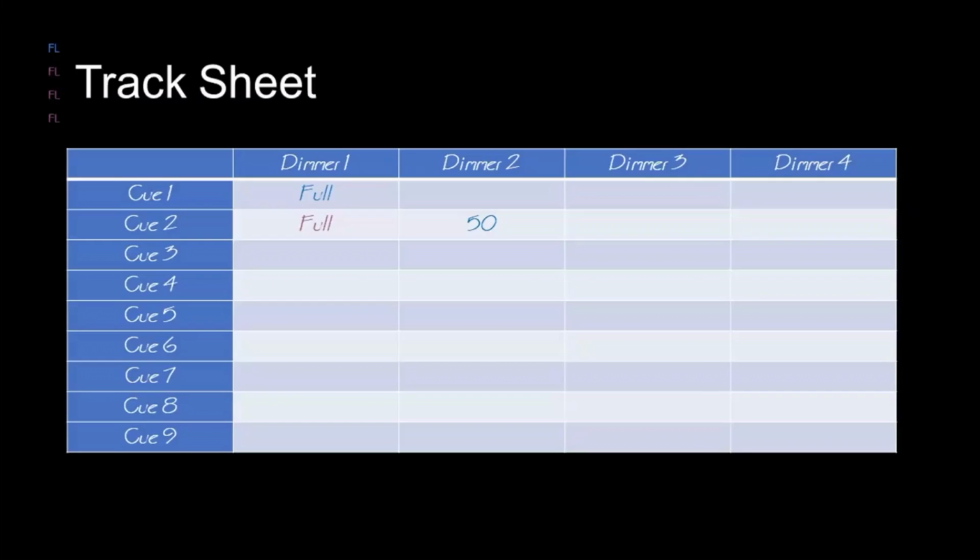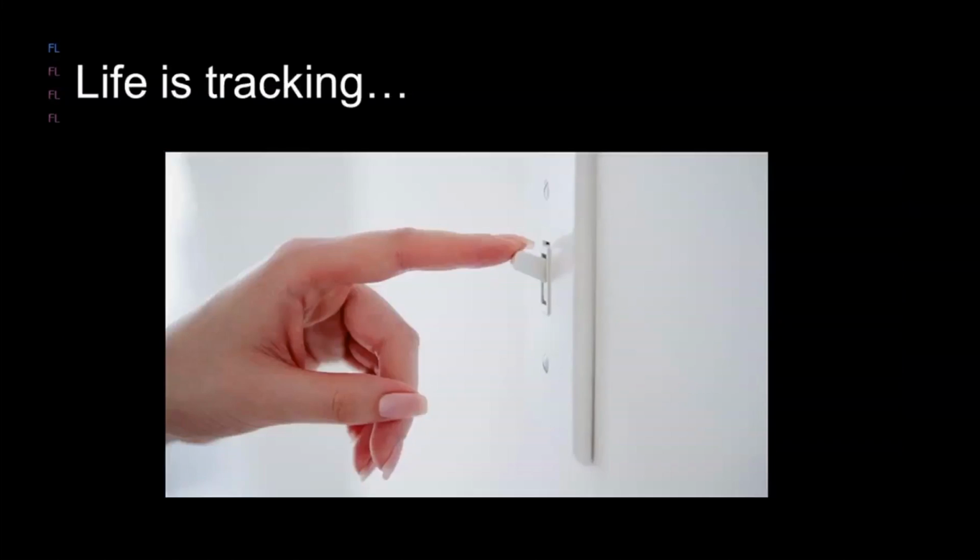So handle 1 is going to stay in the position that I left it until I tell it to go somewhere else. And I like to say that life is tracking, right? You walk into a room, you turn on a light switch. How long is that light switch going to stay on? Until you walk over and turn it off again.